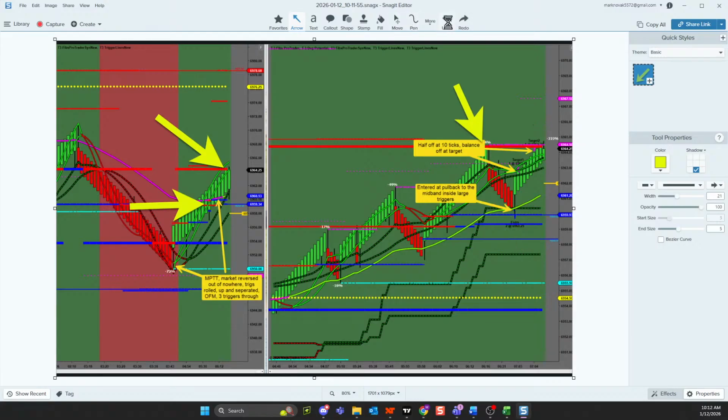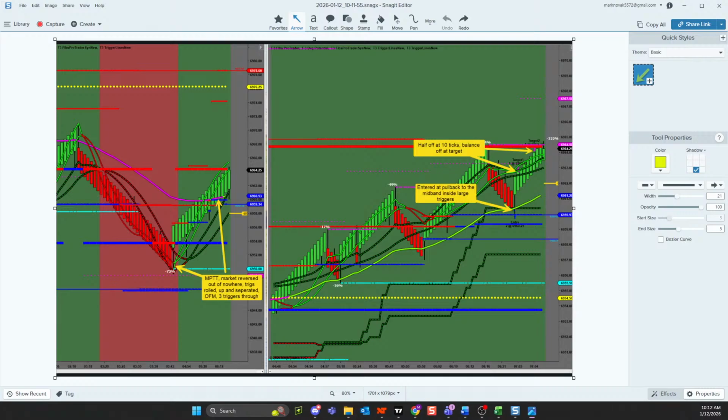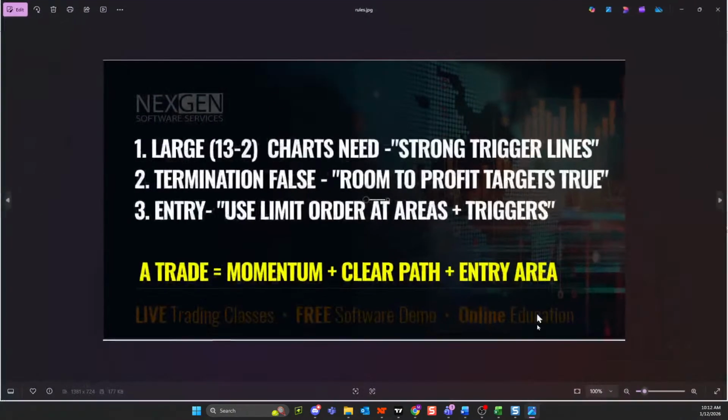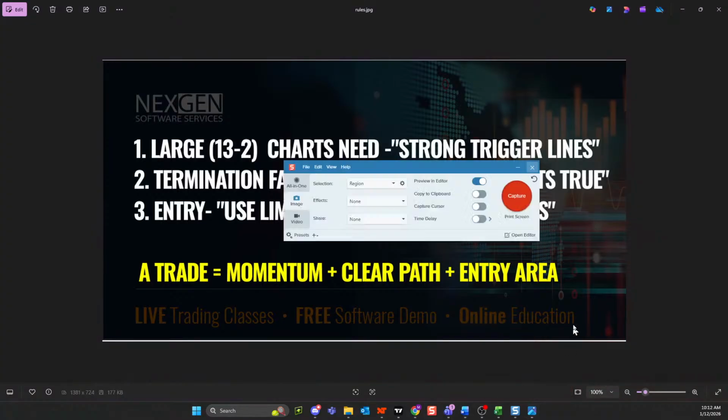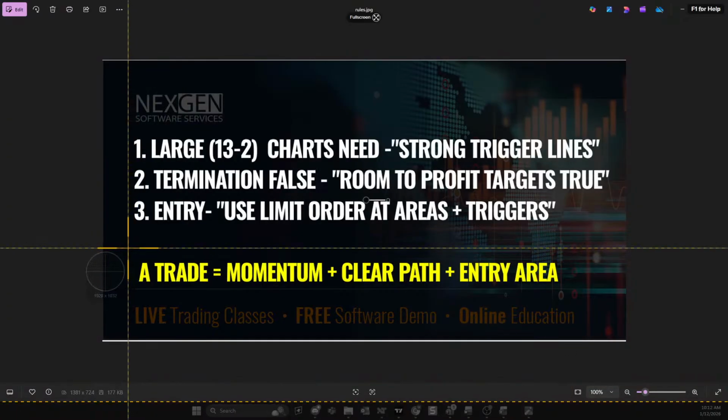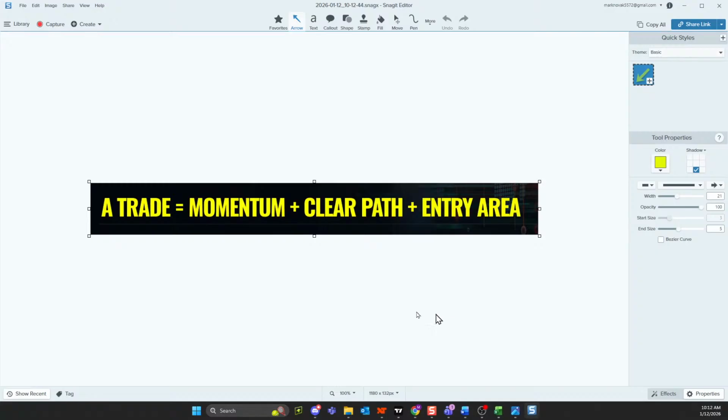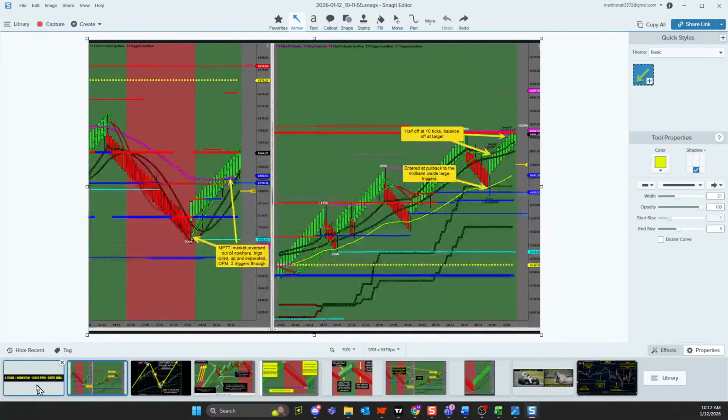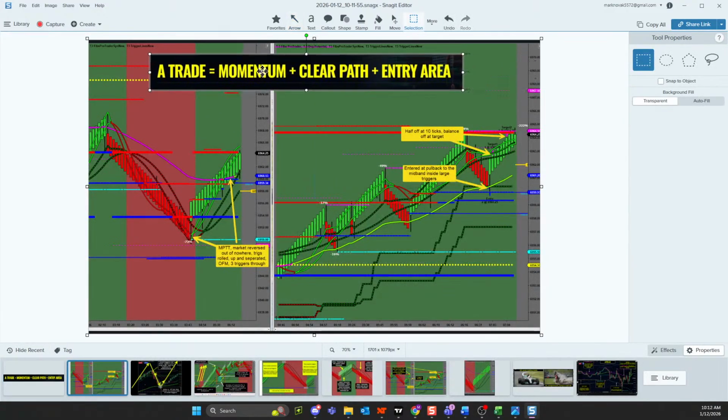And I want to show you why this trade is so important for new users. If you're a brand new user, this is not your trade. If you're following the KISS plan, this is not your trade. The KISS plan is very, very clear that in order to take a high probability trend trade, you must have momentum, path, and entry. That's the key. That's the recipe. That's the golden goose.